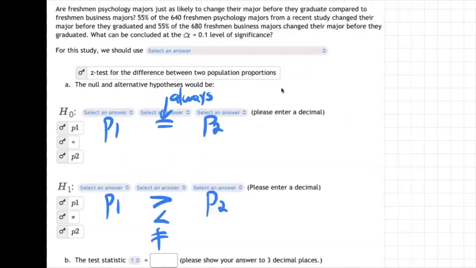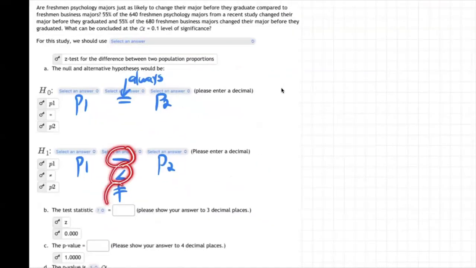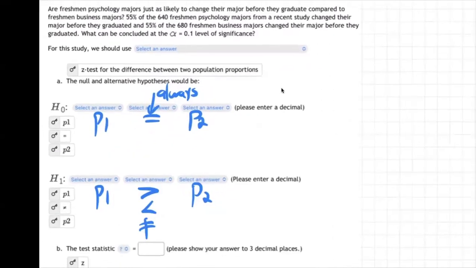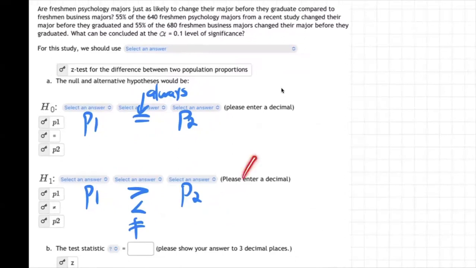Well, now what is it saying? How do you know if it's greater or less or not equal? Because H0 is easy, that's always equals. But how do we know what H1 is? Well, you look up in the words and you see if it ever says more or less or bigger, smaller, higher, lower, something like that. Does it? No, it never really does. All it says is just as likely. What does that mean? That's not equal.